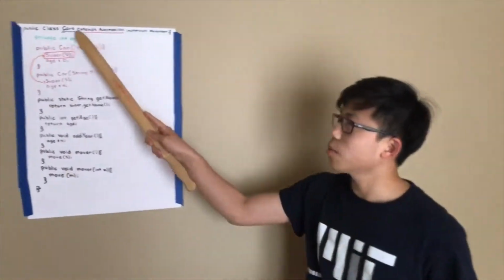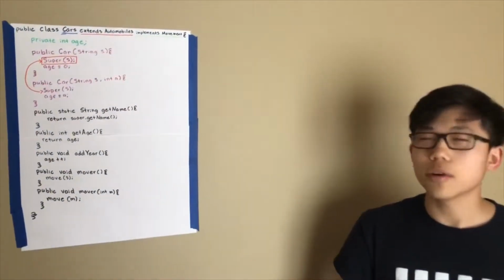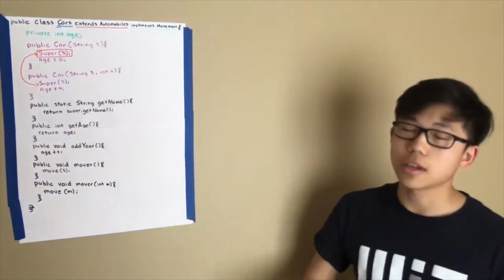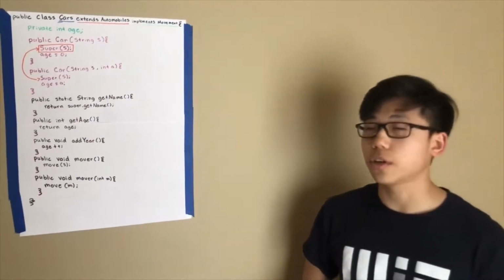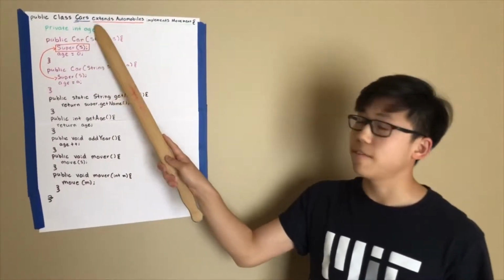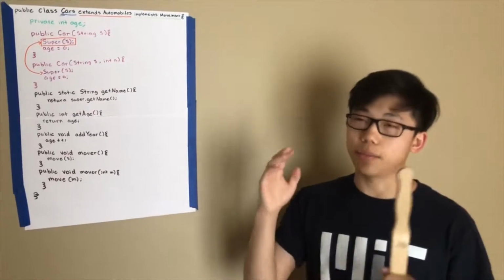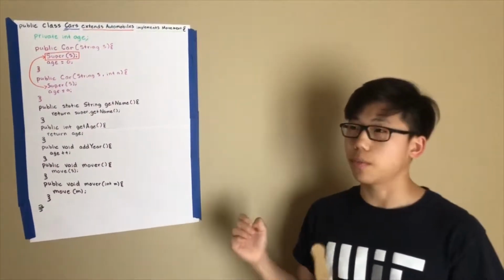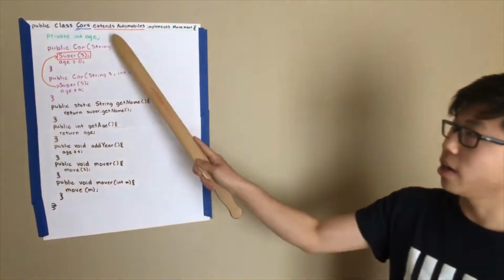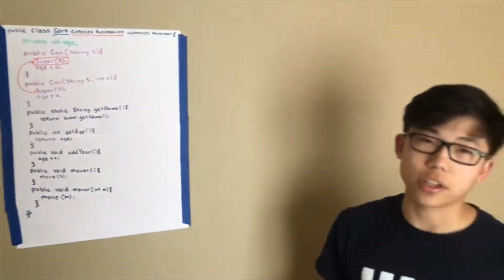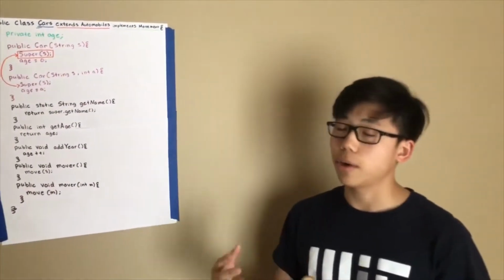So first off, let's talk about the class name. In this case, we're writing a class about cars, so we're going to name this class Cars. When you're writing a class name, you want to make sure that the first letter is uppercase, and if it has two words or more, then the beginning letter of every word is uppercase. After that, you write extends the parent class, if it is a child class of a parent class.